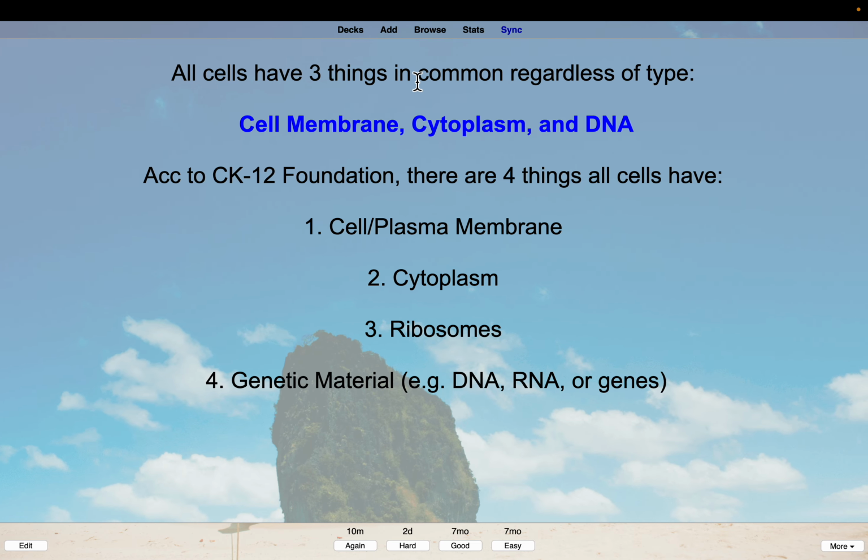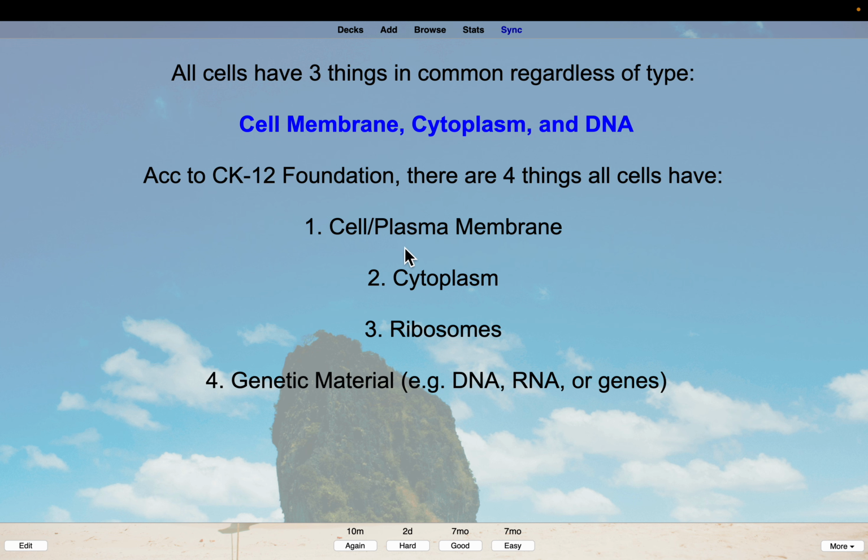Okay, all cells have three things in common regardless of type: cell membrane, cytoplasm, and DNA. So according to the CK12 Foundation, there are four things that all cells have: cell or plasma membrane, cytoplasm, ribosomes, and genetic material, whether it's DNA, RNA, or genes. So yeah, conflicting information. I've also noted that before when I was making this deck.